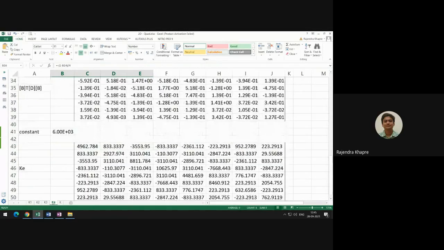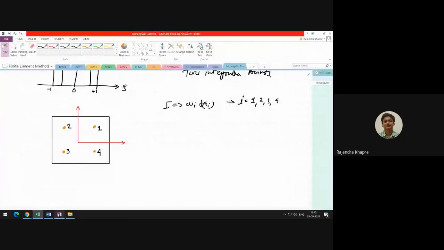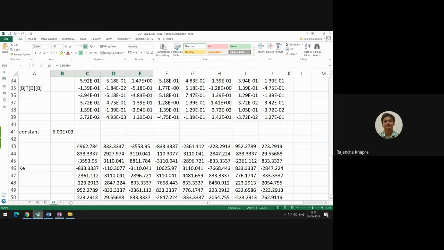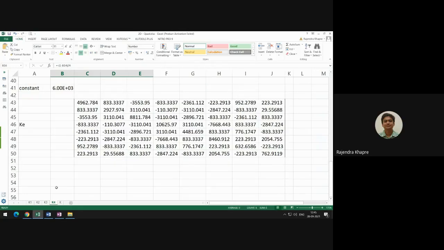So now you have 4 K. That is, the stiffness matrix with this point of integration, this point of integration, this point of integration, and this point of integration. So basically you have Wi into f of xi i, where i is 1, 2, 3, and 4. So this is K1, K2, K3, K4. All we have to do is assemble this, or I should say add this.